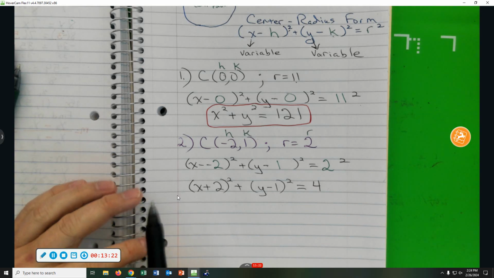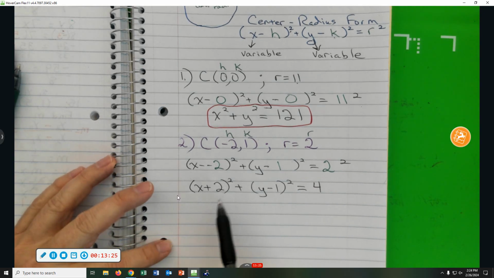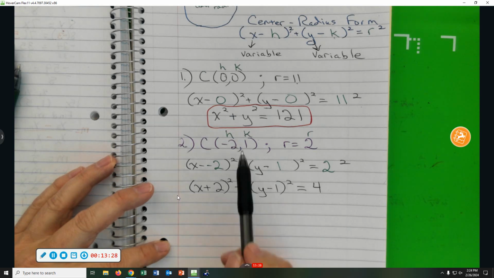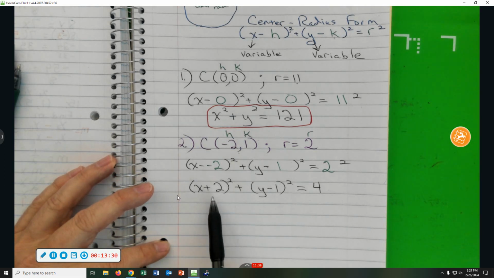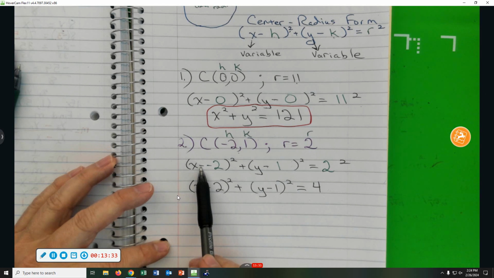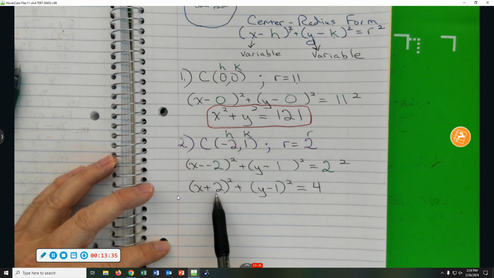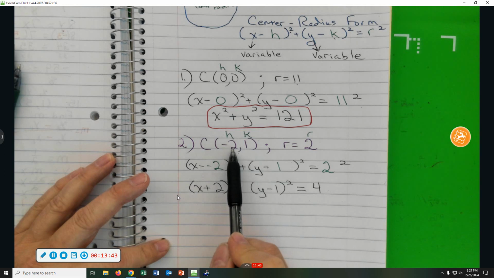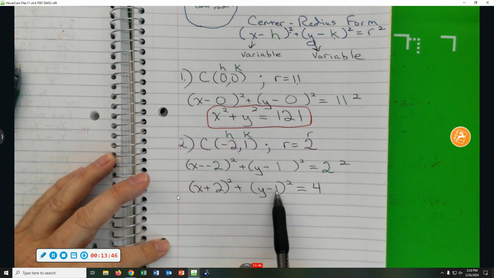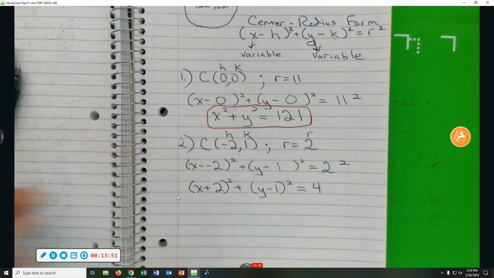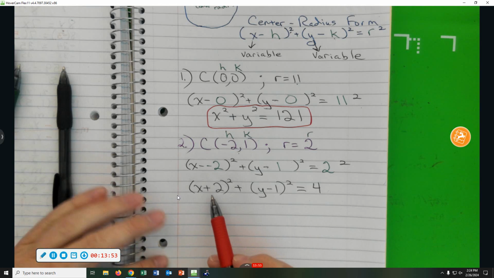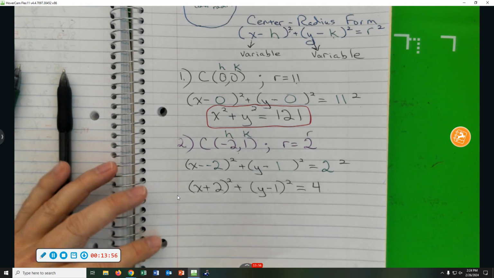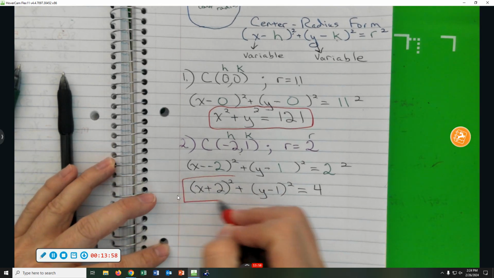One thing you're going to need to notice: in a moment, they're going to start giving you the equation, and you'll have to go back to the center. Because of the way the formula has those minuses, what you see inside the parentheses is exactly the opposite of the center. I see a positive 2, so the x coordinate is a negative 2. Here I see a negative 1. What's the y coordinate of the center? A positive 1. That's going to be an important concept: what you see inside the parentheses is exactly the opposite of the center.